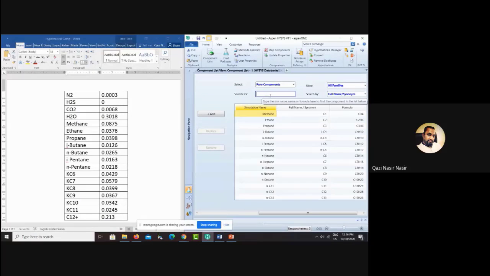Now we have from ethane up to N-pentane. So I will just do it in just one click. I will add all these components in one click. From ethane to N-pentane, select the first one, press shift and keep pressing and press the last one, up to N-pentane. Add this one. Then I need to add KC6, KC7, KC8, KC9, KC10, KC11.